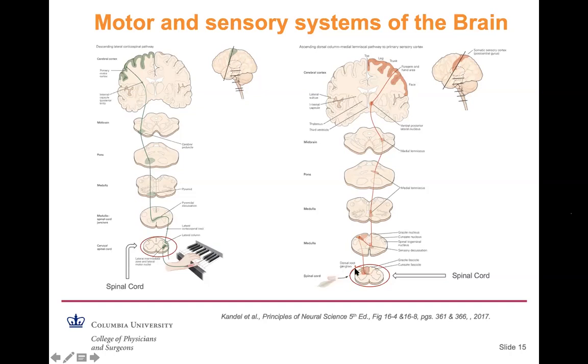If it's pain, it's going to travel up the spinothalamic tracts, and that crosses over to the opposite side within the spinal cord and then travels up the brainstem all the way into the cerebral hemispheres to the sensory cortex. So again, if there's a lesion of the sensory cortex, you might not be able to feel something on the opposite side of the body.